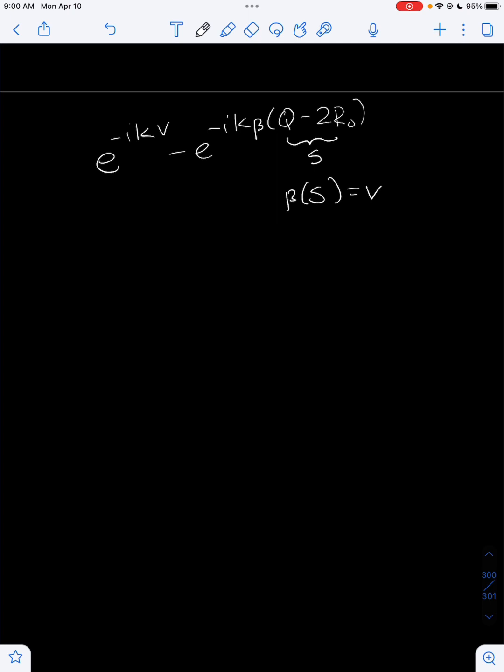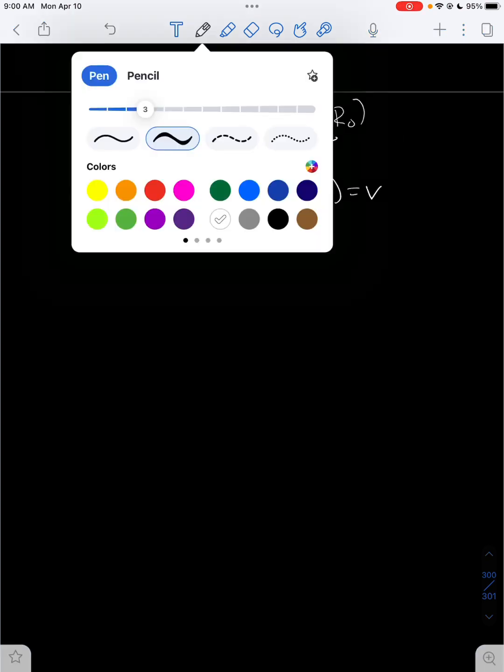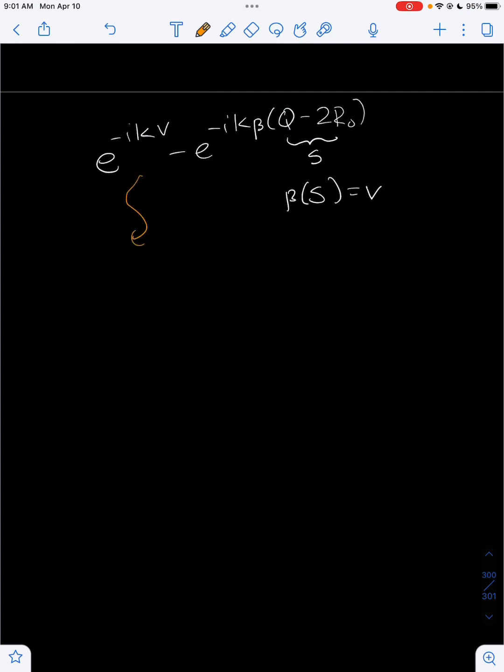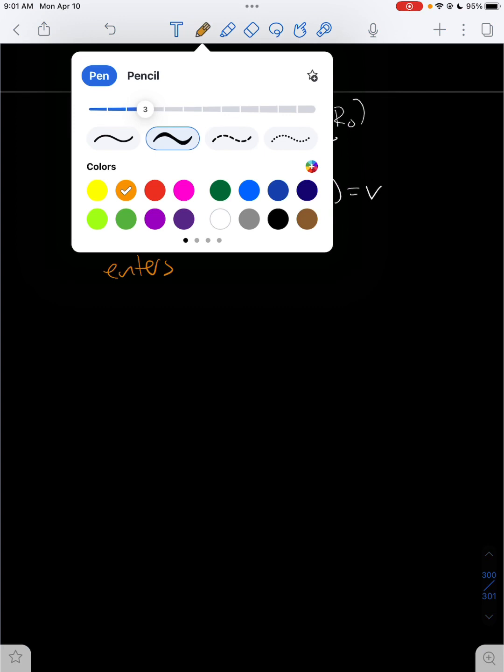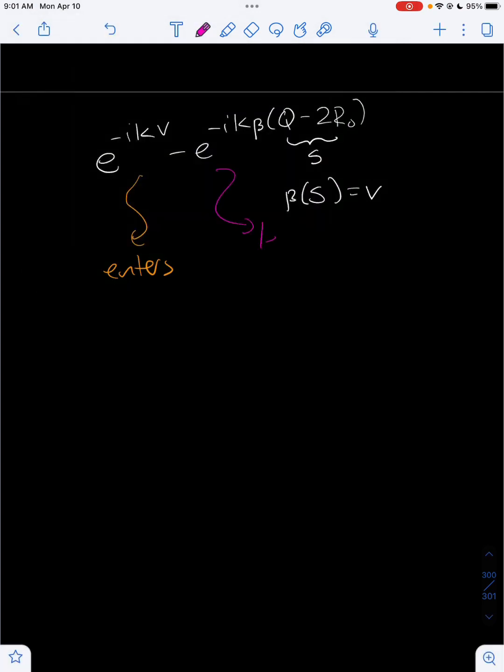So let's continue. In the last video, we derived this relation over here for the right part of the quantum field. We said that this part represents the term of the field that enters the collapsing sphere, and this part is the one that leaves it. That seems a bit dubious to me, but let's just go on from there and see what happens.